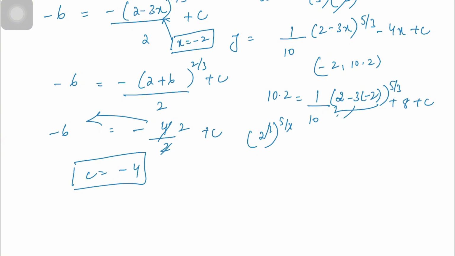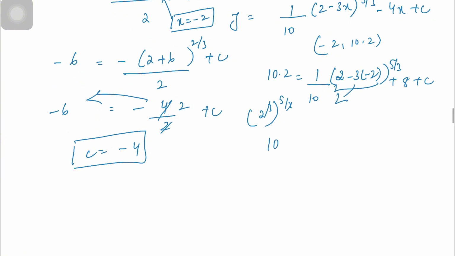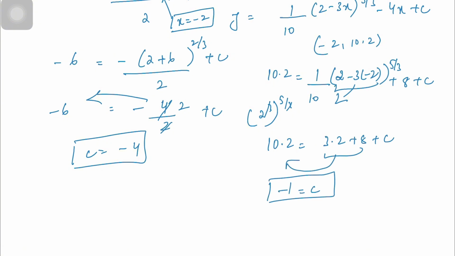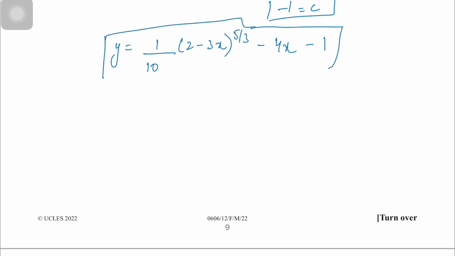so this would be 32, and then 32 divided by 10 is 3.2, so this would be 10.2 = 3.2 plus 8 plus c. This whole would be added, so you get our answer as 11.2, I guess, and then this would be subtracted over here, so we'll get our c as negative 1. Now we are writing our final equation. Our final equation can be written as y = 1/10 (2 − 3x)^(5/3) − 4x − 1, with negative 1 as our c. So this is our final f of x, or the equation.